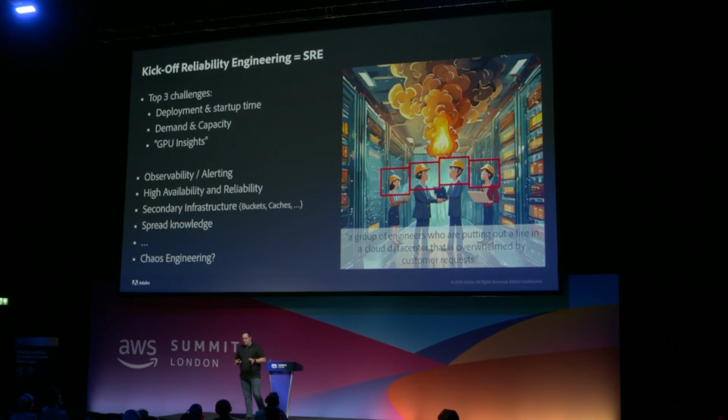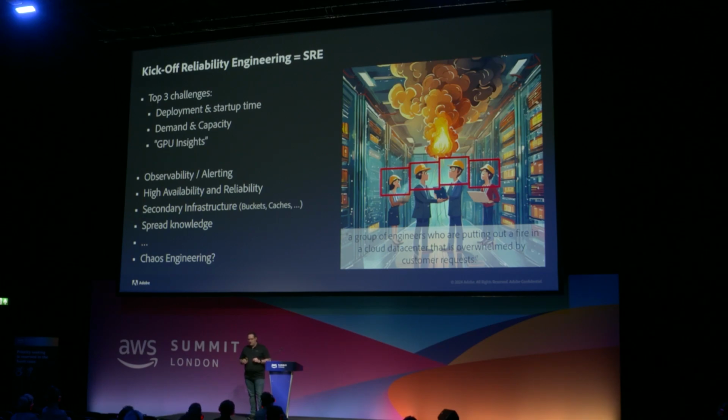From the SRE perspective, we also did the typical things you would do for a normal service, like observability, high availability, reliability. We took care of the secondary infrastructure, all the belongings surrounding this solution, and we also had to spread knowledge. And don't underestimate that. That's a very new field. There's a lot of things you can do. You explore, but you have to get the knowledge for a lot of these things. It's not a standard thing anymore.